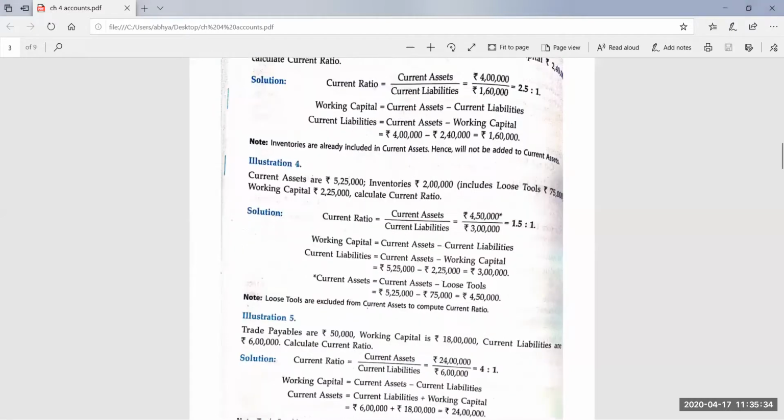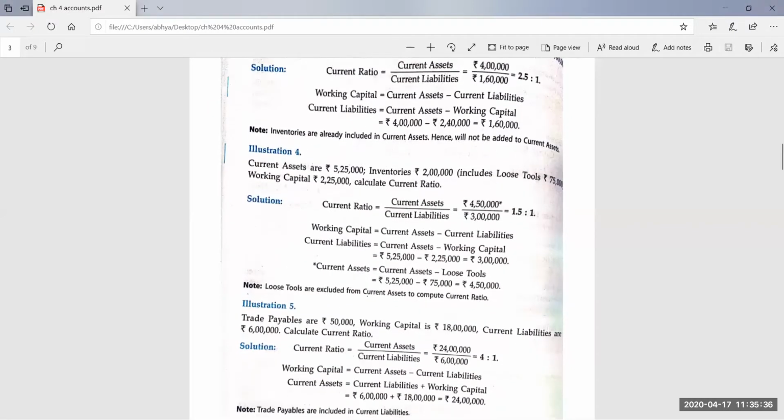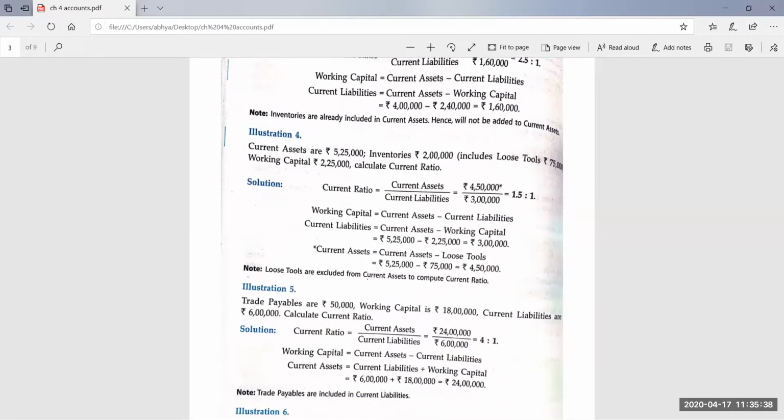Okay, now I'm showing the answer. Answer is 4 is to 1. Answer is 4 is to 1. Very good students. Varun, Anushka. Anushka Bansal, you have done something wrong, I think.